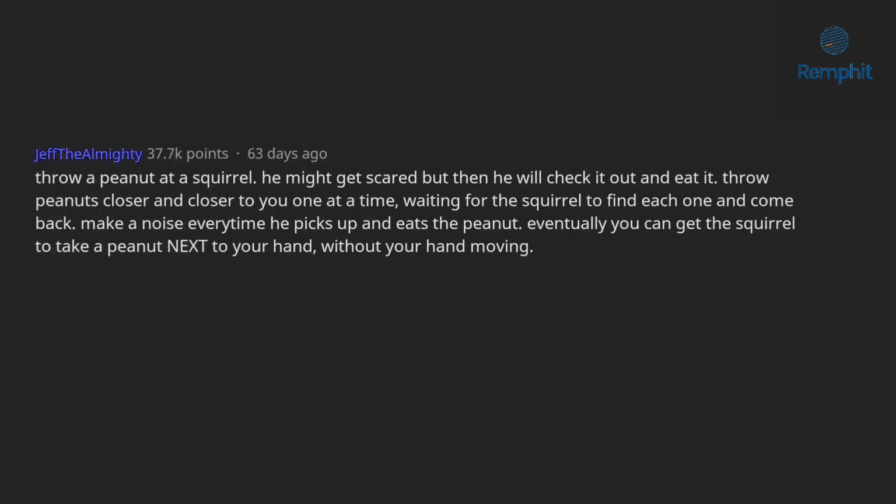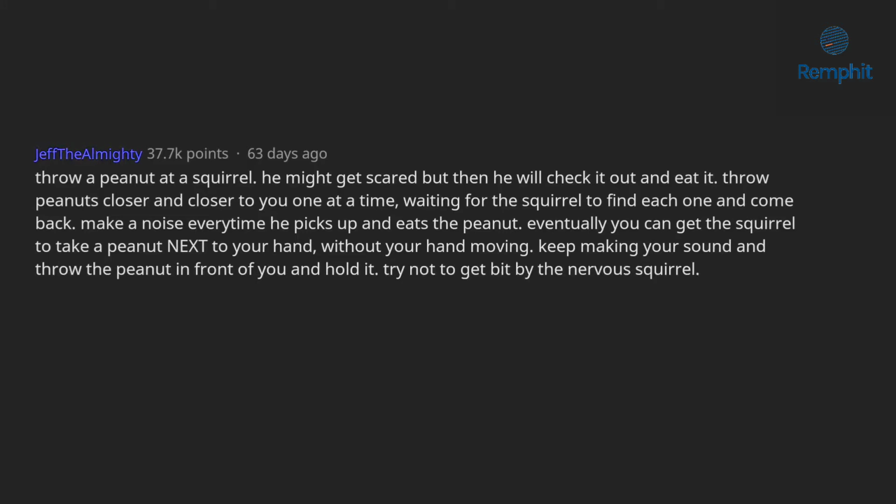Eventually you can get the squirrel to take a peanut next to your hand without your hand moving. Keep making your sound and throw the peanut in front of you and hold it. Try not to get bit by the nervous squirrel. Works with other animals too.